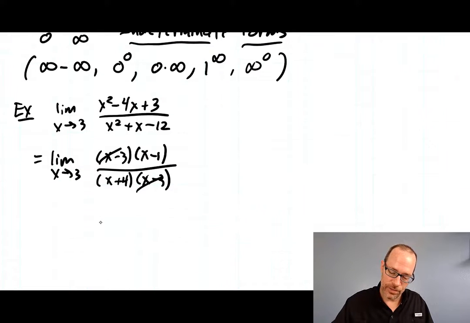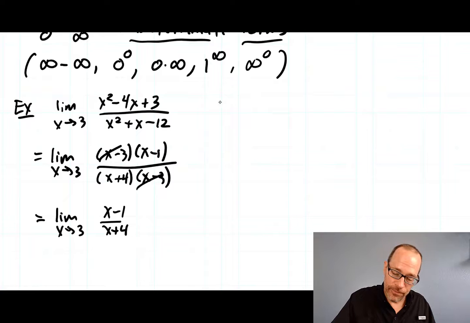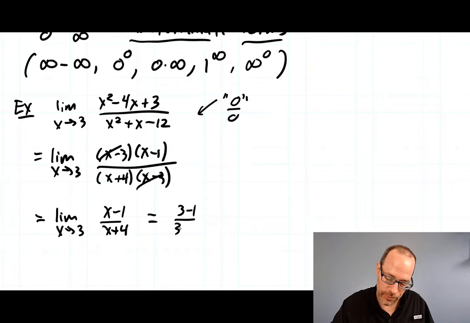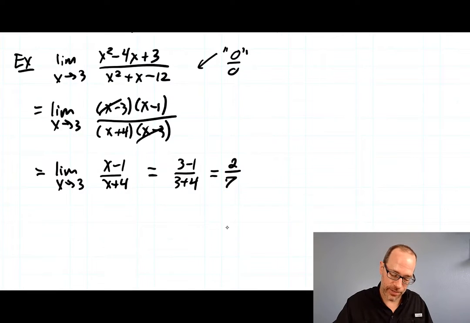We can cancel those and get the limit as x goes to 3 of x minus 1 over x plus 4. Now, there isn't any 0 over 0 here, because I can just plug in and get the answer because it's continuous. So I get 3 minus 1 over 3 plus 4, so I get 2/7. All right? So sometimes factoring will get rid of these indeterminate forms.